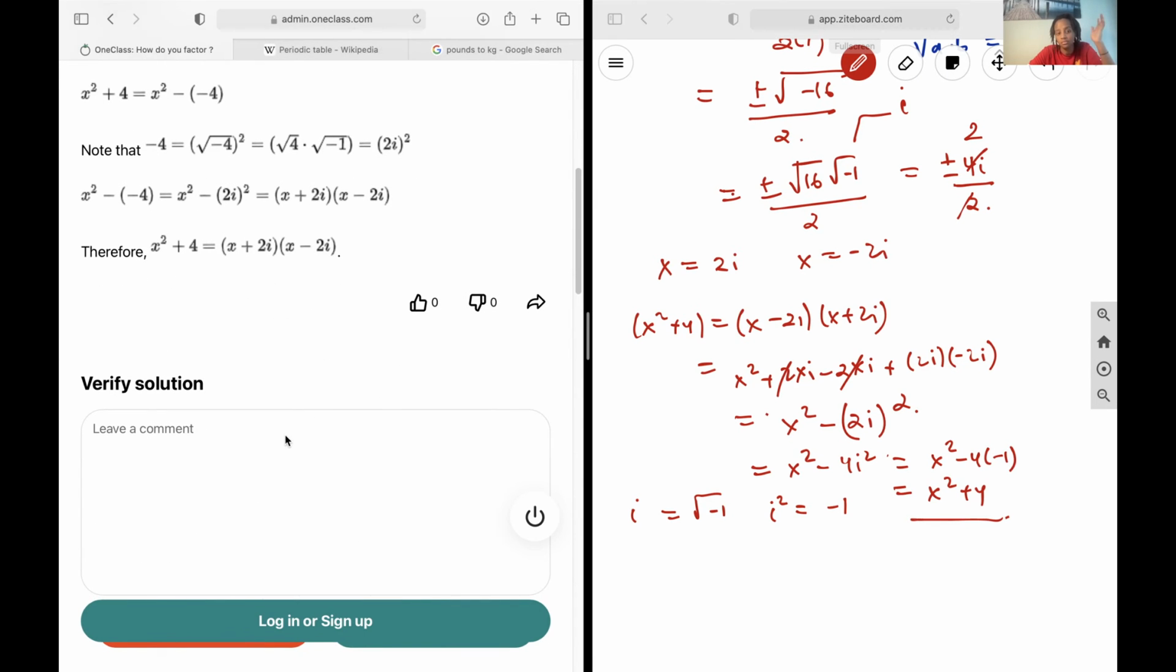So it is technically a difference of squares when you think about it, because your two squared terms are going to be x squared minus 2i squared. Those are your two terms.